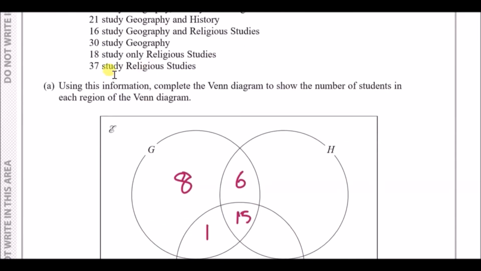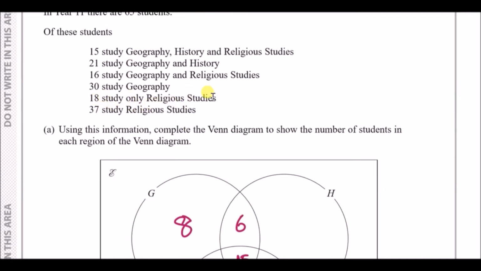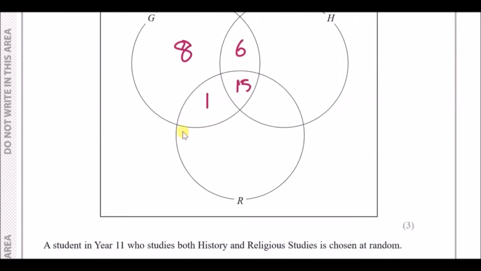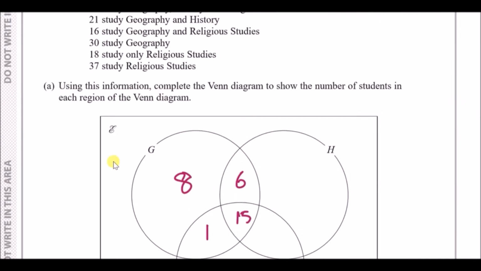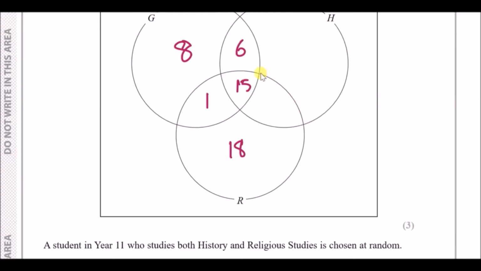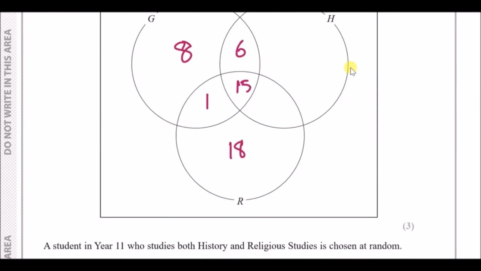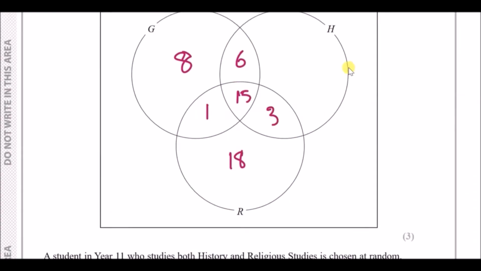Okay, next one, 18 study only religious studies. So be careful with this terminology. You have two bits: you have only religious studies, and you have 37 study religious studies. When they use the word only, it means literally just this small segment here that doesn't include geography or history. So just this region here, and that value is 18. And now we know that 37 study religious studies. So that means the whole circle must add up to 37. So in your calculator, add up 18, 15, and 1. 18 plus 15 plus 1 gives us 34. So that means a remainder of 3. So now we have 37.